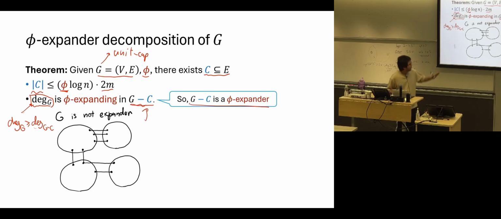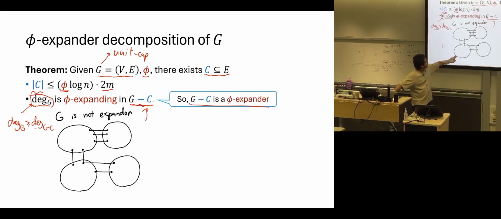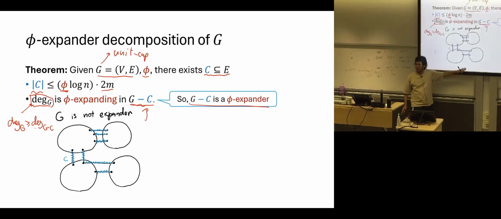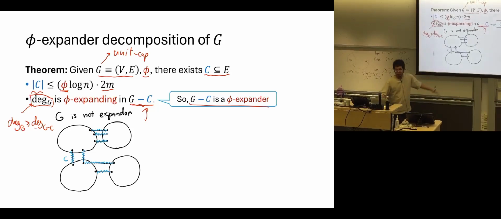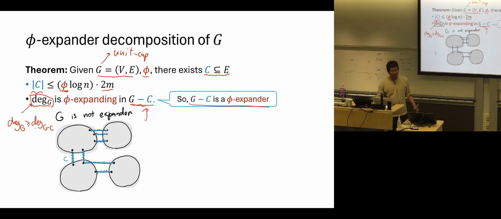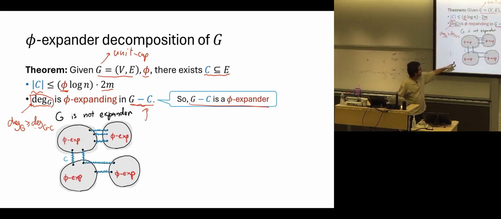Okay, let's look at the picture just so that you understand this more. You start with a graph which is not a phi expander. Then I remove a small fraction of edges. Then let's look at each component after I remove this cut. Each of the components is phi expanding.